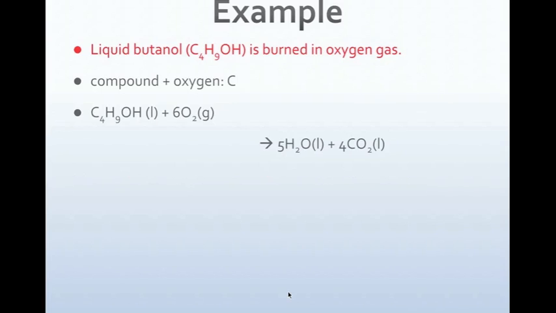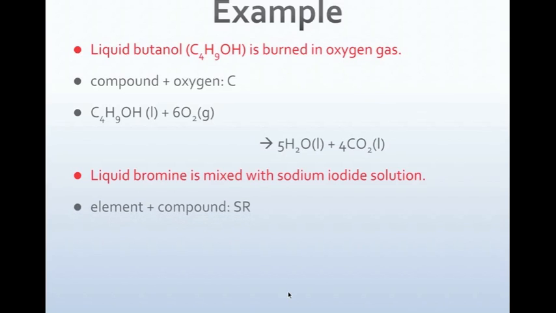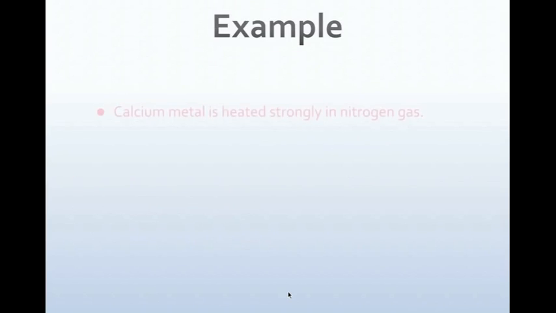Here it's written nice and neat for us, where we have our single replacement reaction because it's an element plus a compound, and then we have our bromine plus our sodium iodide producing our sodium bromide and our iodine. Okay, move on to some more examples.